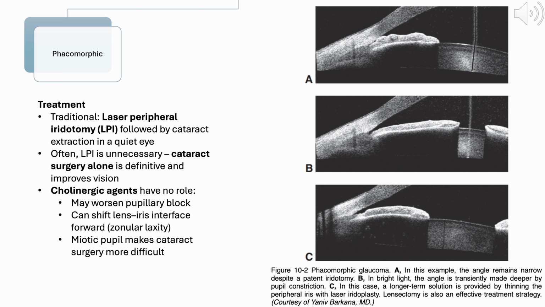They can actually worsen pupillary block, shift the lens-iris interface forward in cases of zonula laxity, and make cataract surgery more technically challenging by constricting the pupil. The OCT images on the right illustrate these dynamics, showing how the angle can remain narrow even after an iridotomy, image A, and how light-induced constriction can deepen the angle transiently, image B. Image C shows improved angle depth by laser iridoplasty.